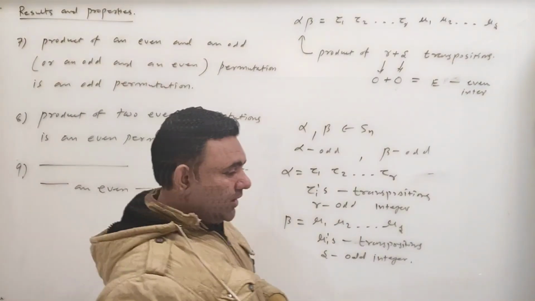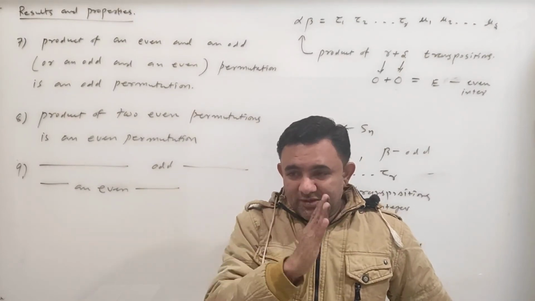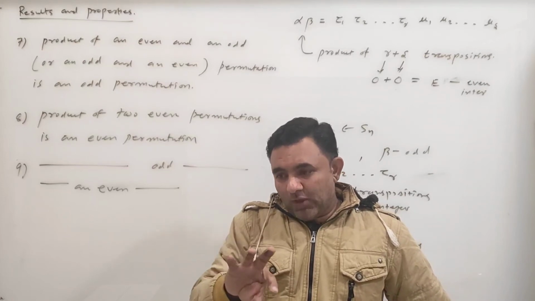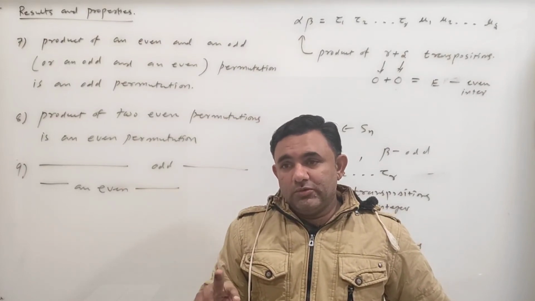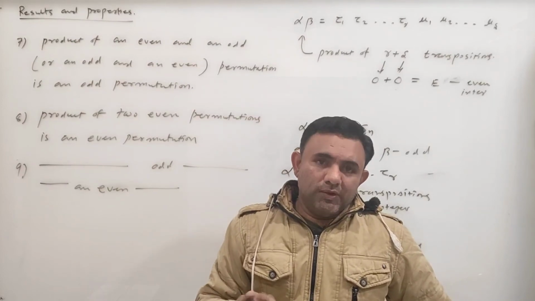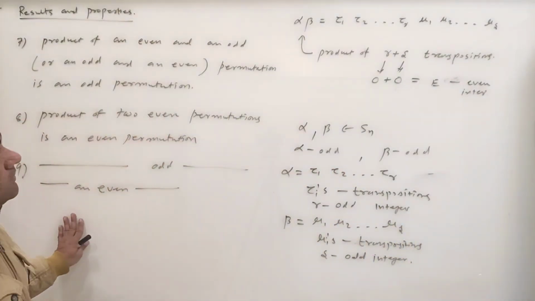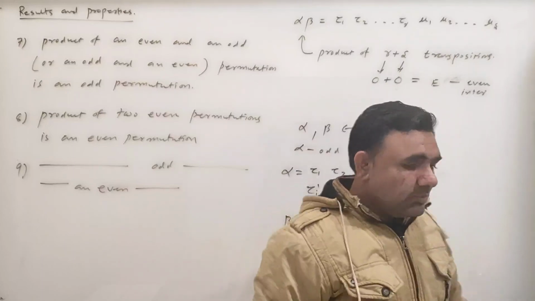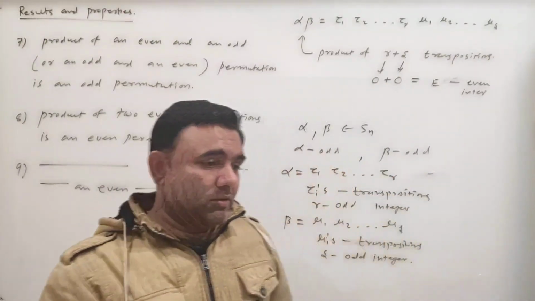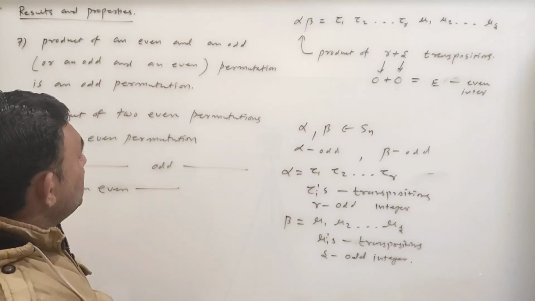So this product of permutations, whether they are even or odd, what we get for the product depends just on this: the sum of two odd integers is even, the sum of two even integers is even, and the sum of one odd and one even integer is odd. So it depends on that, but it is quite obvious. So these are some results about the nature of permutations, even and odd, and the nature of the product of permutations.